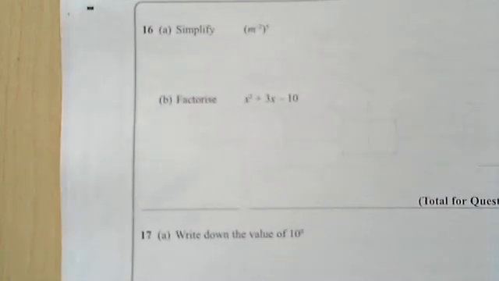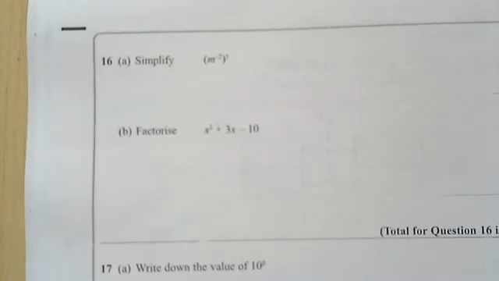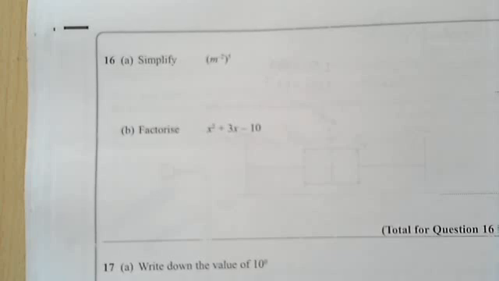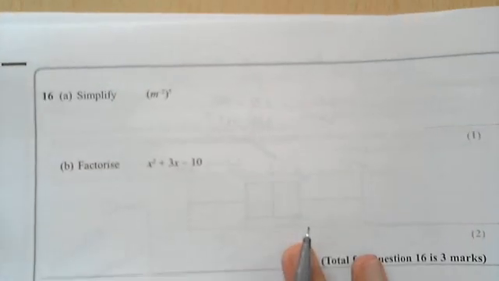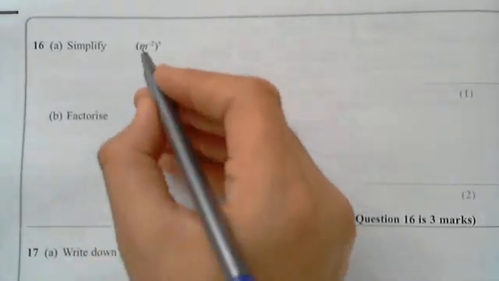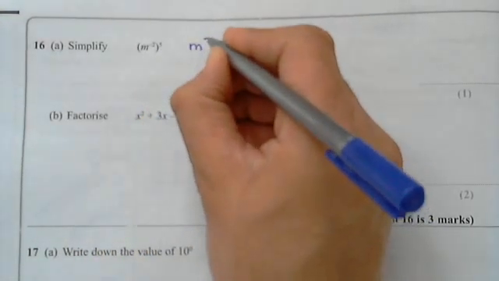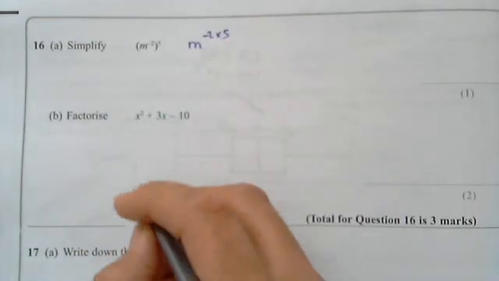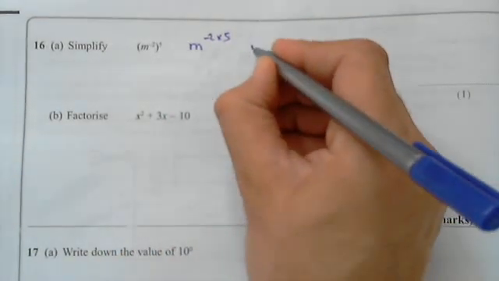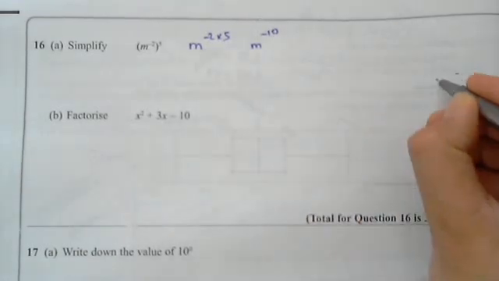Okay, the video is getting on towards 1.5 hours now. Okay, simplify. When you raise an index to another index, the rule is that we multiply them. So that will give us an answer of m to the minus 10.